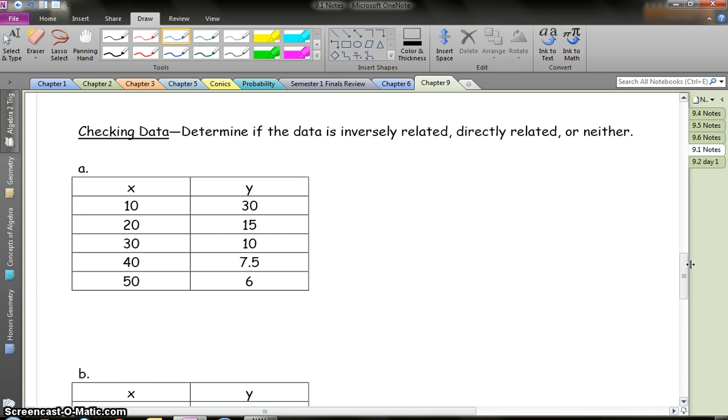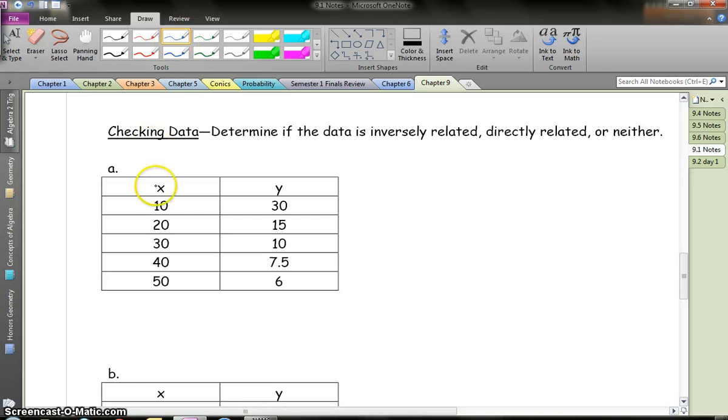Now, this is given a table of data, determine the relationship. One way I like to talk about this is if you look at our x value, what's happening here? My x value is increasing, so it's going up. And if you look at your y values from top to bottom, these are decreasing. Now, how do you get from 10 to 30? How do you get from 20 to 15? There's probably multiplication happening there somehow.